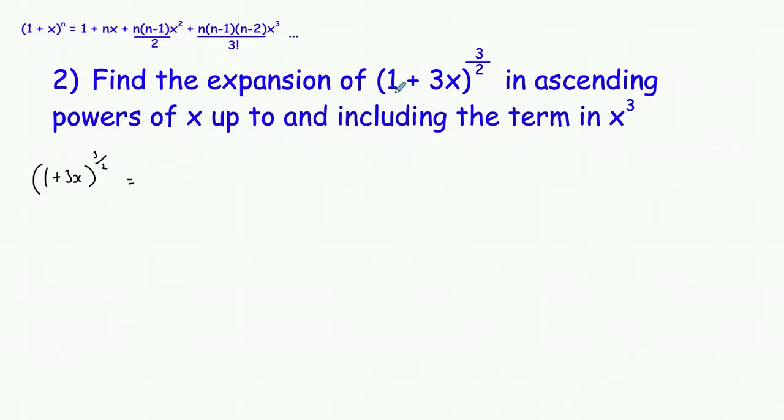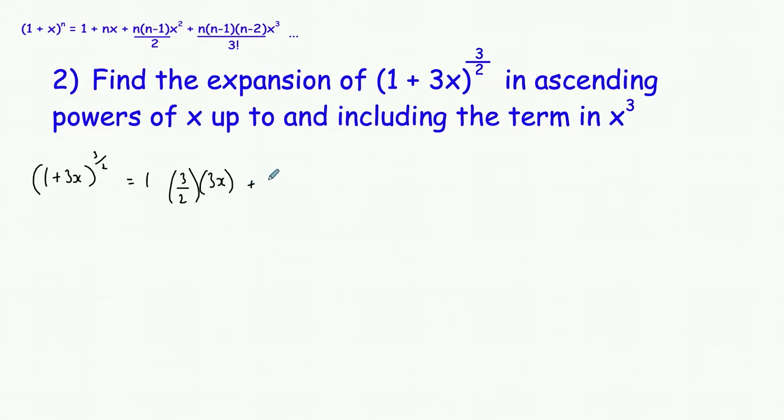So, first term's 1. Second term is going to be n times x. Now this time my n is 3 over 2 and my x is 3x. Now it's really important to put that in brackets so that you remember to apply the powers when necessary. I'm not going to work anything out yet, I'm going to simplify it all afterwards.